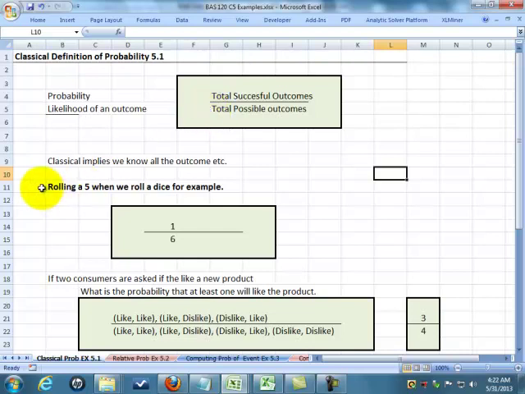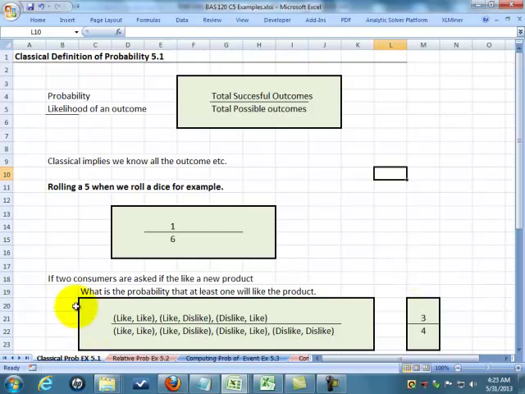So for example, to make it clear, if we're rolling one dice, the probability of getting a 5: one way we can be successful, 6 possible ways, so the probability of rolling a 5 is 1/6. What's the probability of rolling a 5 or a 6? Now we would have 2 successful outcomes, since we're successful if we roll a 5 or a 6, divided by 6 possibles. So same thing, 4, 5, and 6. It would be 1/2, right?